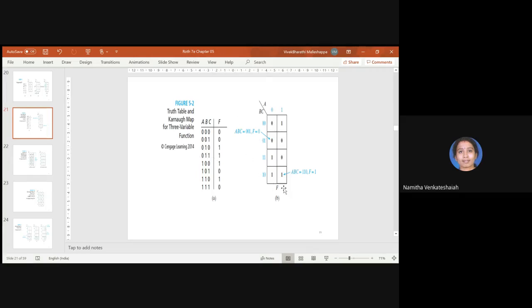So each and every box has a connection with a particular row. You have to fill in the value of the function in that particular row's box only. That is the basic tip of the Karnaugh map. I will give you a related assignment so that you will have practice, students. Now I'll be ending the class.